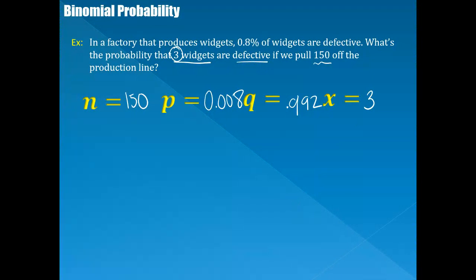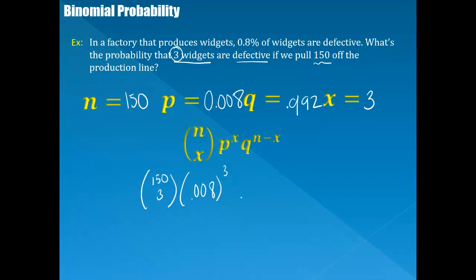So we can go ahead and, just like we know this binomial expansion, I know which term I'm specifically looking for, right? So I now have this. I can go ahead and say, well, it's 150 choose 3, right? I'm picking that specific term that I'm looking for here, 0.008 to the power of 3, and then 0.992 to the power of, what is this? 150 minus 3, so 147.